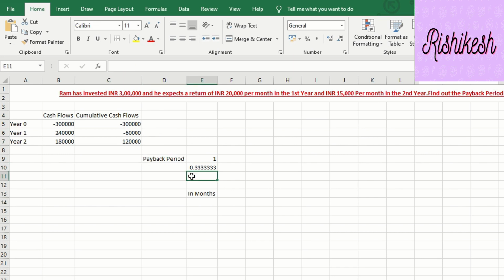So what I can say is that the net payback period will be equals to this 1 year plus this, that is 1.33 years. And if you want it in months, you have to just multiply it with 12. So that will come out to be 16 months. So 16 months will come out to be your payback period in this case.